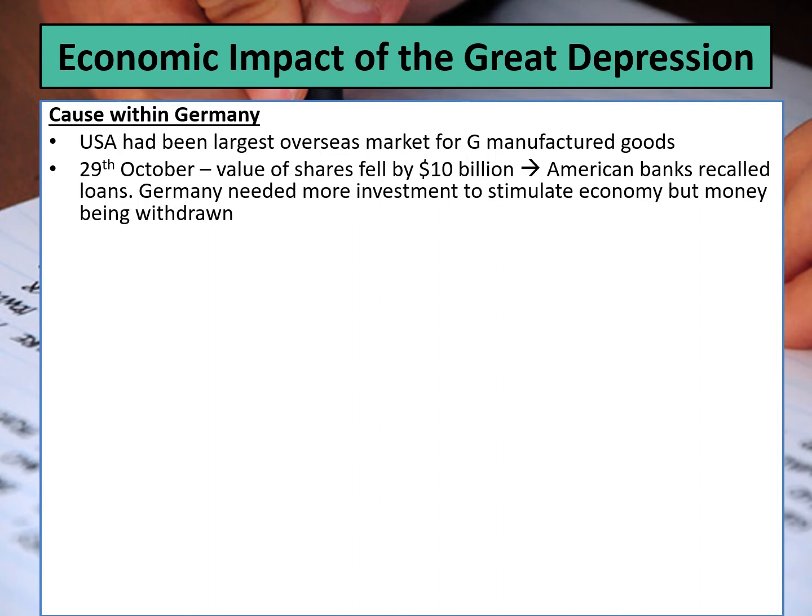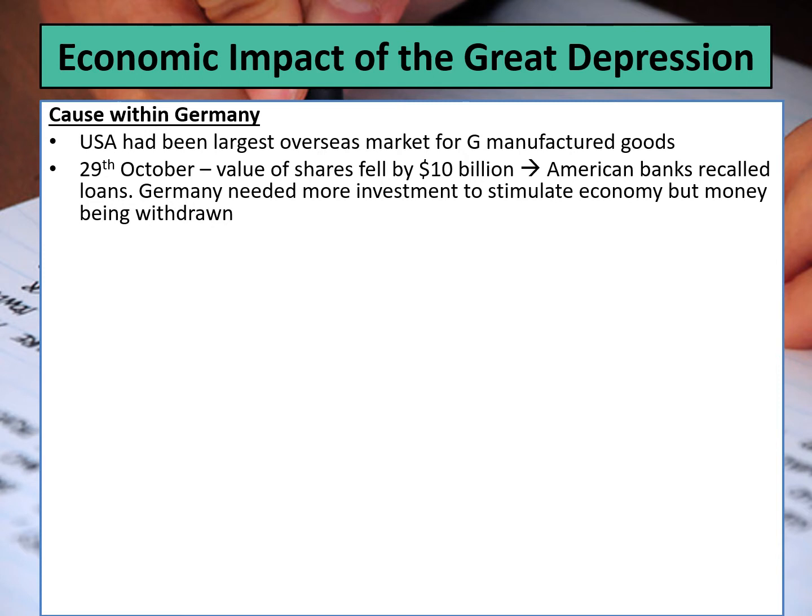Now, first of all, we need to think about the cause of the depression in Germany. And obviously, this is partially down to things like the Wall Street crash. But it's also important to remember that there were some long-term fundamental weaknesses with the German economy, as you'll have already seen from Unit 2.1. If you can't remember the problems with the German economy, go back to that video and re-watch it.